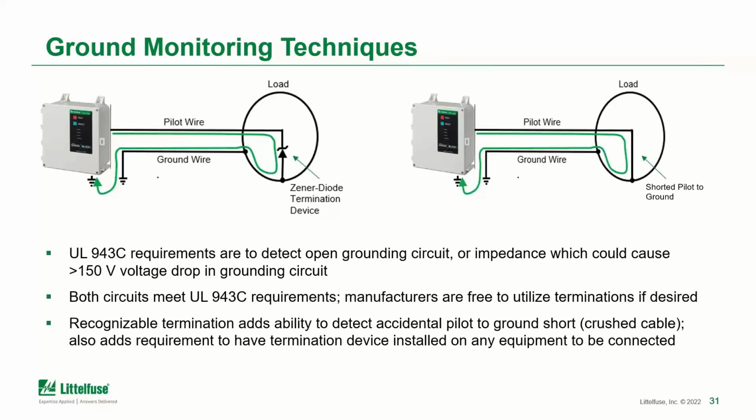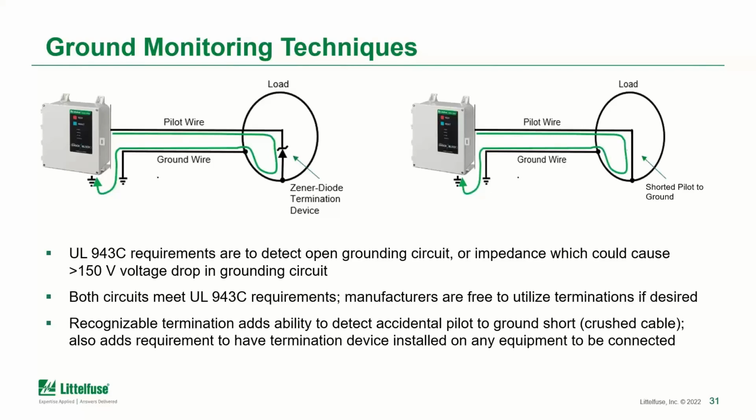So the way that the special purpose GFCI does that is by creating that loop with the pilot wire and having that connected to the ground return circuit on the load. So it's measuring the impedance of that loop. And if a terminating device is used at the end, there may be other features that can be added.